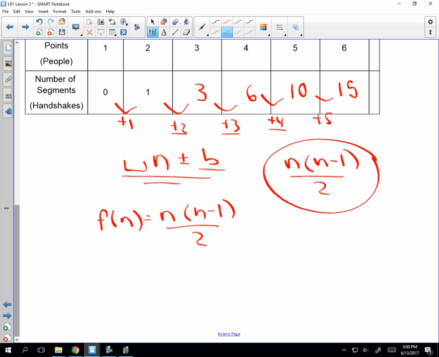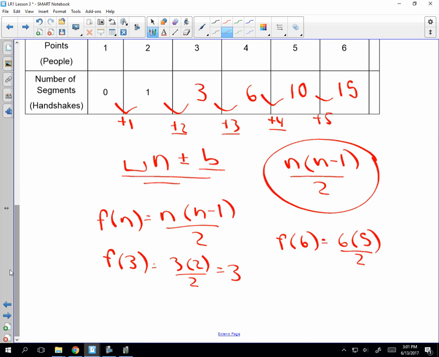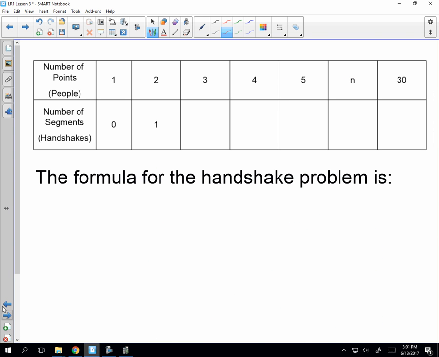Now, let's test this a couple times. Okay, let's look at 3. Let's do the function of 3 and see if this works. 3 times 2 is 6. 6 divided by 2 is 3, so it works. Let's try it with 6. Okay, plugging in 6 into the handshake function. 6 times 6 minus 1, which is 5, is 30. 30 divided by 2 is 15. Okay, so that is the handshake rule, number of people in a scenario, but it's not limited to just handshakes.